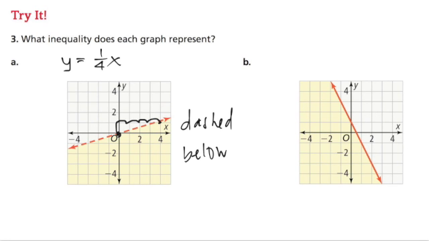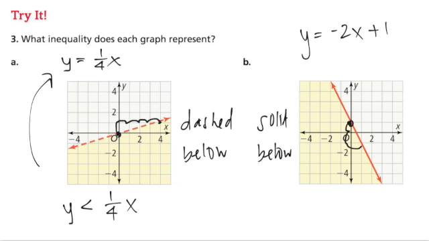For this equation, the y-intercept is 0 since we start at the origin. Then from there we move up 1 to the right 4, so our slope is 1/4. It's a dashed line, and we've shaded below the line. So my inequality should be y is less than, because it's below. I'm not going to write that it's equal to because it's dashed, and then I just rewrite the other part of my equation from up here.